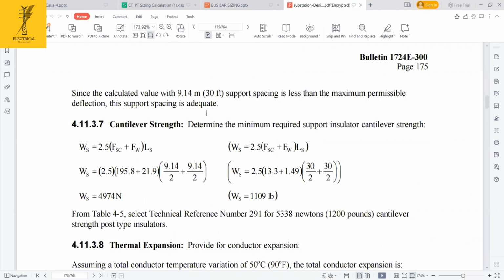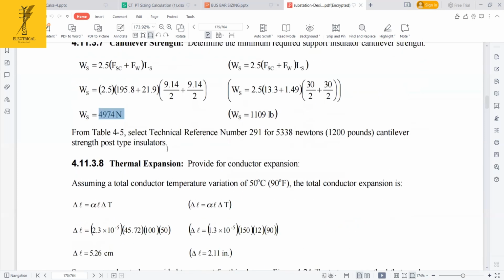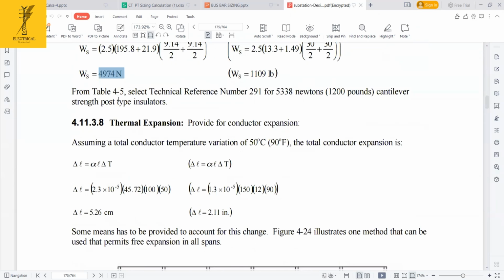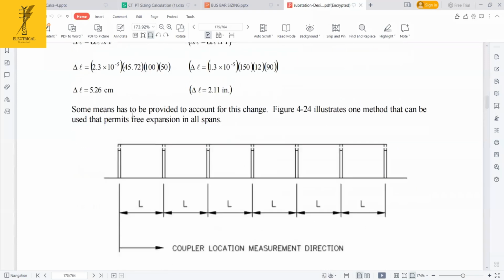Now I am calculating the cantilever strength, which is the minimum required support insulator cantilever strength. It depends upon the short circuit force and the wind force and the span length, which is 9.14. So this is 5 kN. So I can select the 5 kN post insulators. And I am calculating the thermal expansion. Thermal expansion depends upon the factor delta T, which is the temperature variation. From this temperature variation, I am calculating the thermal expansion.